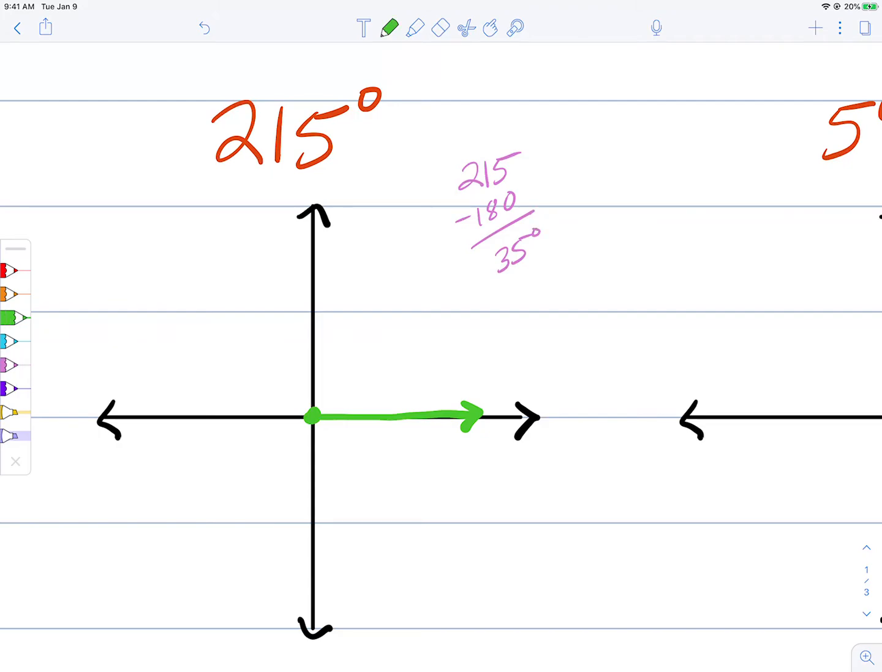When you're doing this, it is a little bit of an approximation as to what it looks like. I'm not expecting you to grab a protractor and actually measure. It's an approximation. So I'm going to measure about like right there. This looks to be about 35 degrees. So this was my 180 plus my 35 to get me my 215.